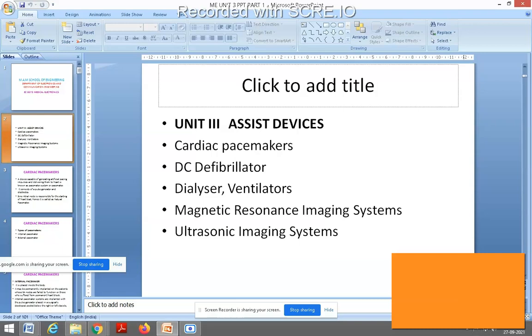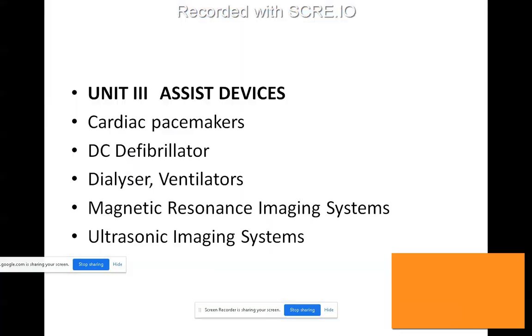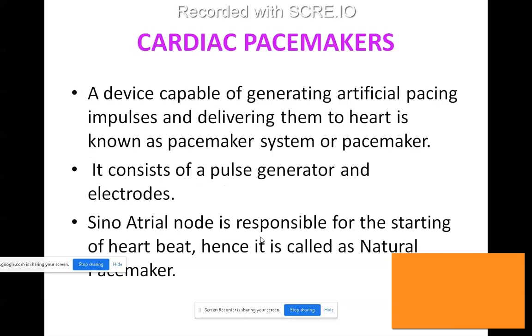Okay, so these are the assist devices we are going to see: cardiac pacemaker, DC defibrillator, dialyzer, ventilators, magnetic resonance imaging system, and ultrasonic imaging system. These are the assist devices we are going to see in the third unit. First we are going to see the pacemaker, the cardiac pacemaker.